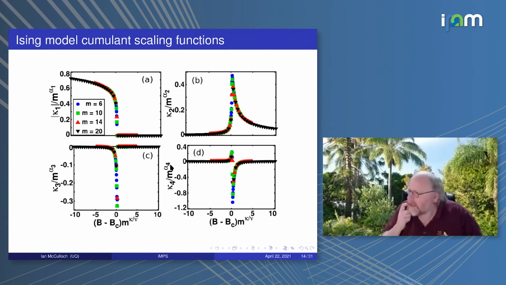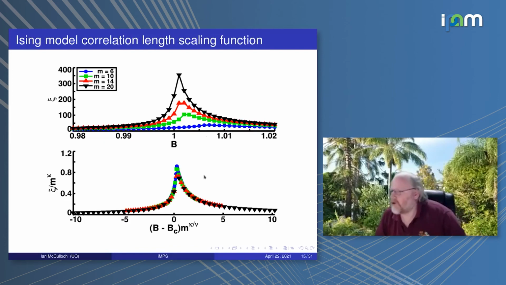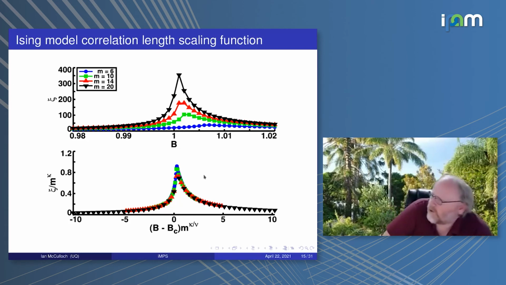Right. We can also do this for the correlation length itself, so our kappa naught, if you like. Again, for the Ising model, as we increase the bond dimension, we can see that the correlation length starts to diverge as we get closer and closer approximations to the critical point. Again, we can write down the scaling function of the correlation length itself, and we get a nice scaling function collapse. But again, we've got the bond dimension here.